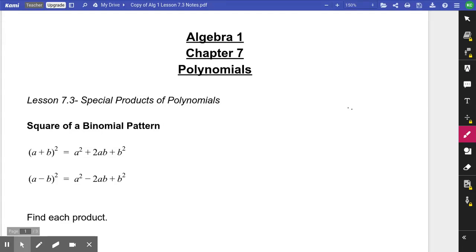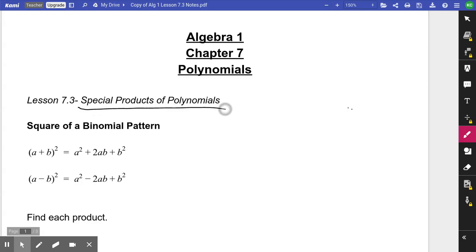Hey guys, we're going to continue with chapter 7, talking about polynomials. If you remember our last section, we were talking about foiling polynomials, so multiplying our binomials together. So we're going to continue this section. It's lesson 7.3. We're going to continue this section with multiplying binomials, but we're multiplying special circumstances of binomials.